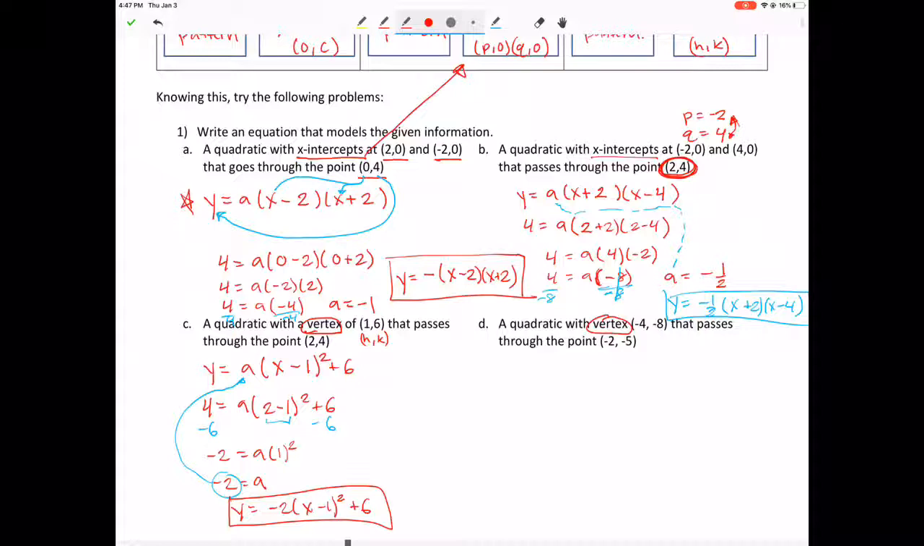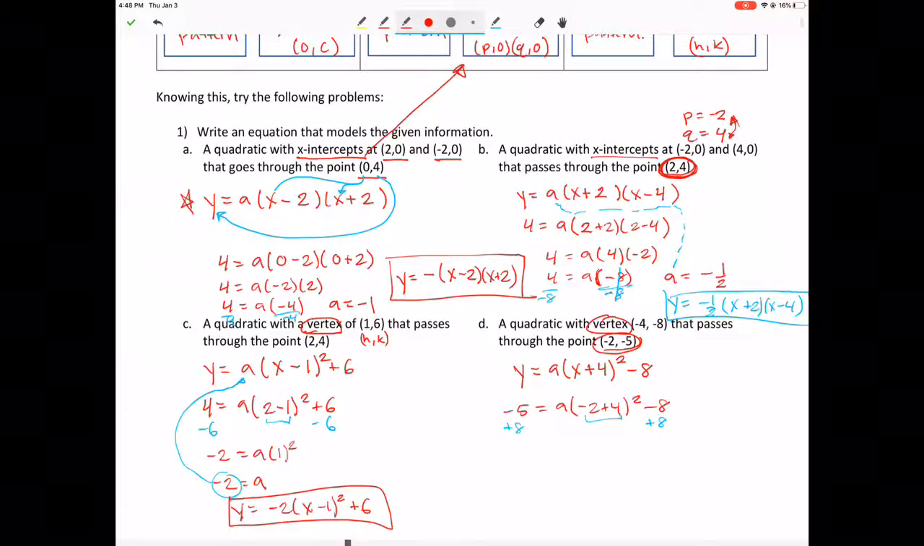D, same thing. I'll just go over that really quick. Plug in that information. Our vertex has a negative H, and H is a negative 4, so that gives us a positive 4 squared minus 8. And they give us an ordered pair, so we'll plug that in. That gives us negative 5 equals A times (negative 2 plus 4) squared minus 8. Okay, and we'll do the same thing we did before. We'll add 8 to both sides. We'll simplify that.